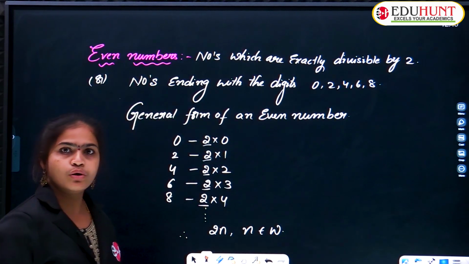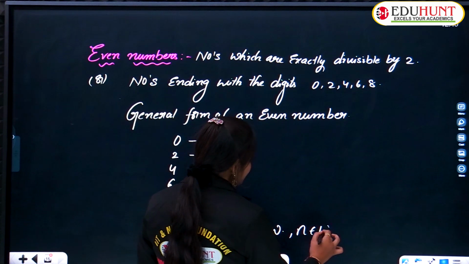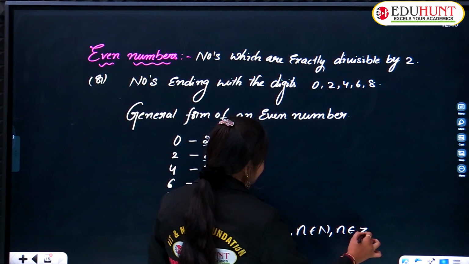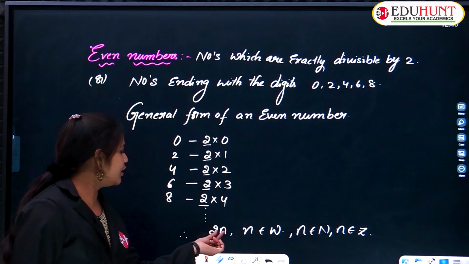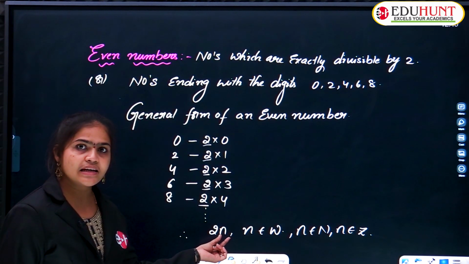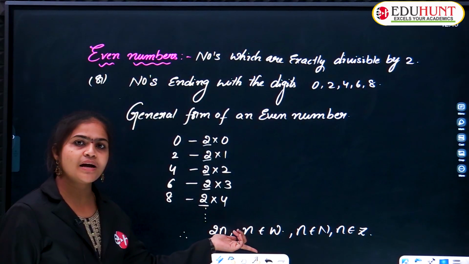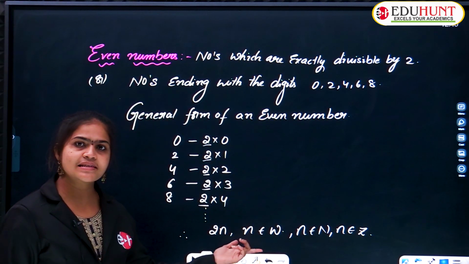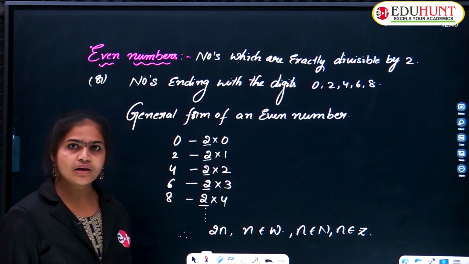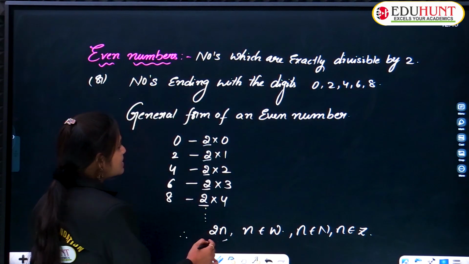N belongs to whole numbers, we can say, and in the same way n belongs to natural numbers, and n belongs to integers also. Understood? Which integers here? For example, n is equal to -1: 2 into -1 is -2. 2 into -2 is -4. 2 into -3 is -6. Okay, understood? So that's why the general form of an even number is 2n.